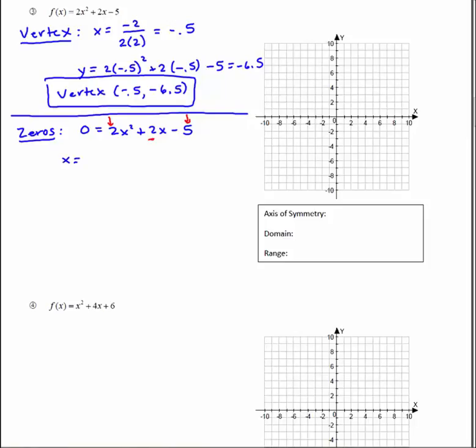So x is equal to minus b, b being negative 2, plus or minus the square root of b squared, it's 2 squared, minus 4 times a, which is 2, times c, which is negative 5, divided by 2a, which is 2. And just a matter of plugging that into your calculator, I got approximately negative 2.16 and also about 1.16.